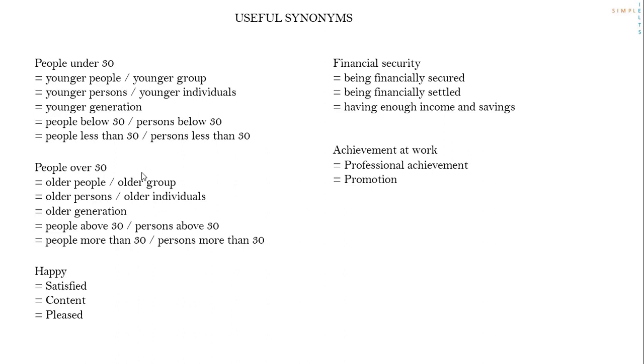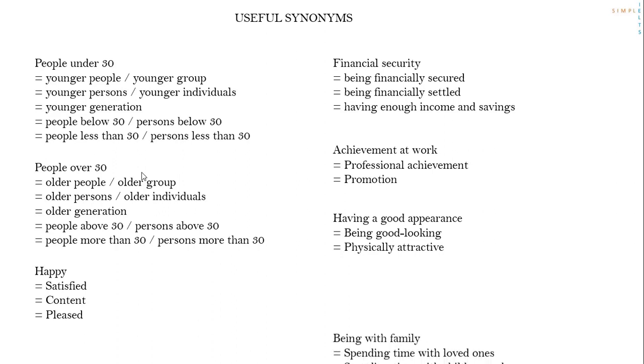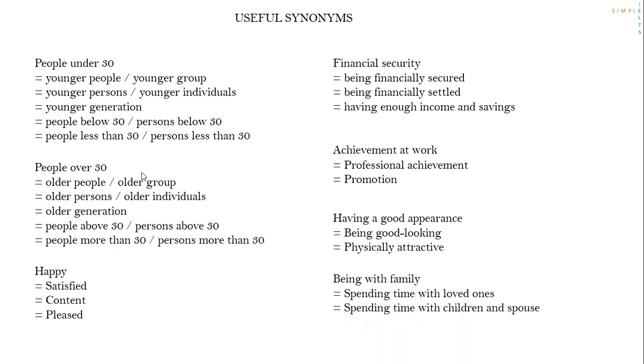Achievement at work has the same meaning with professional achievement or promotion. Having a good appearance, you can say being good looking or physically attractive. And being with family, you can say spending time with loved ones or spending time with children and spouse. So those are the useful synonyms for this pie chart IELTS Writing Task 1 example. So let's get down to business. First of all, let's try to write the introduction.